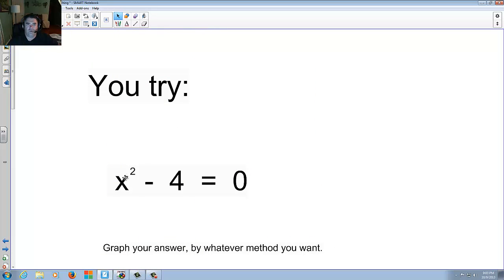Now you try, go ahead. x squared minus 4 equals 0. Graph your answer, but use whatever method you want. You can make a table and plug in numbers. You can go ahead and find the axis of symmetry, intercepts, whatever the case is. Go ahead.